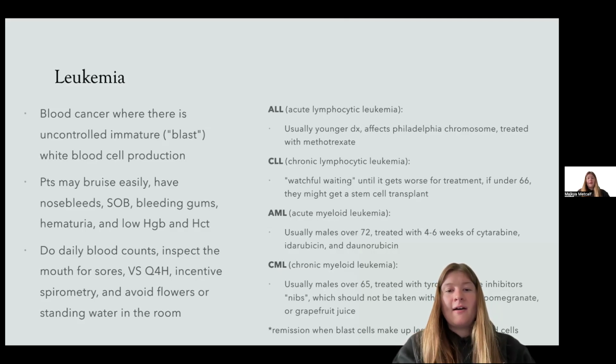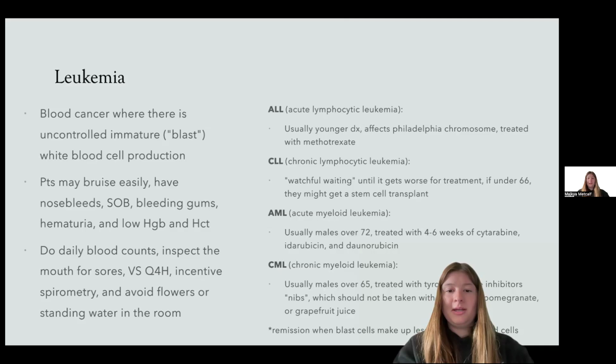And then we also have CML, which is the chronic version. This is typically also males over the age of 65. And we treat CML with tyrosine kinase inhibitors, which are also known as NIBs. When a patient is taking NIBs, we want to encourage them to avoid grapefruit juice and pomegranate juice. And then we also don't want them to take NIBs when they are pregnant.